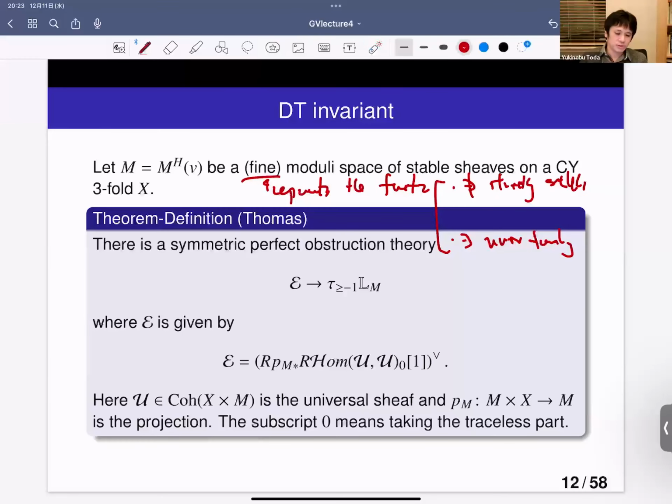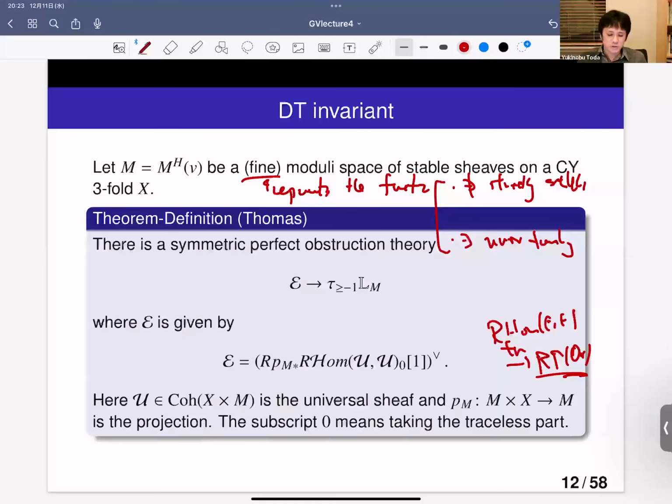The traceless part is as follows. There is a map from RHom into gamma on X by taking trace. And in fact, this map splits in many cases. For example, if we have a positive rank, this map splits so that it decomposes into the direct sum of the trace-free part and also this part.